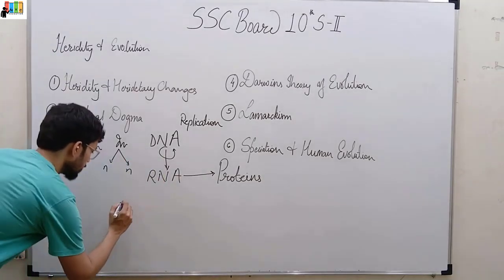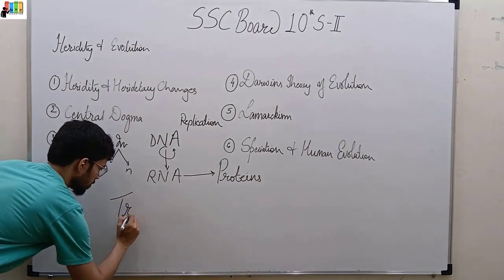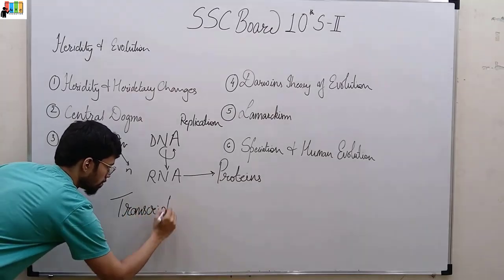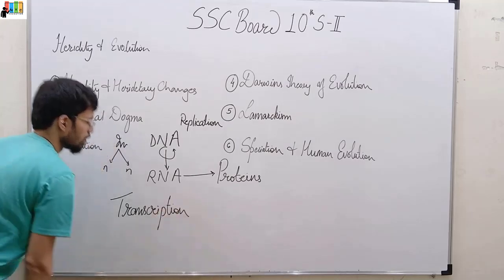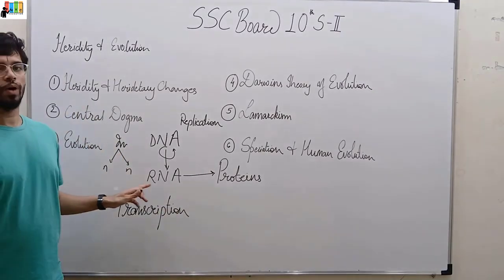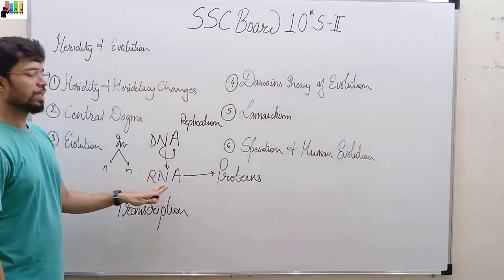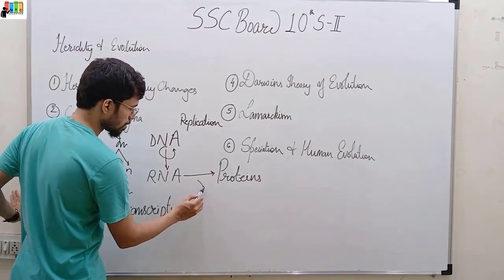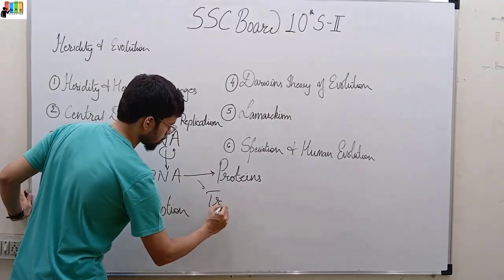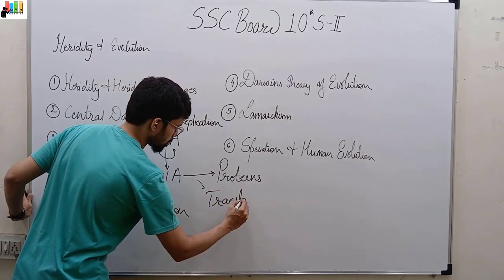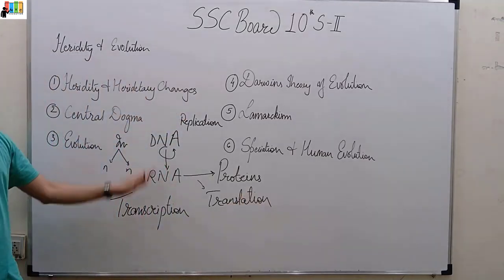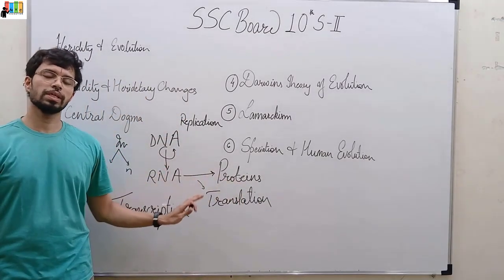I will write it over here. So conversion of DNA to RNA is known as transcription. When this RNA gets converted into protein, this process is known as translation. Fine. So this, to sum up in one statement, is your central dogma.